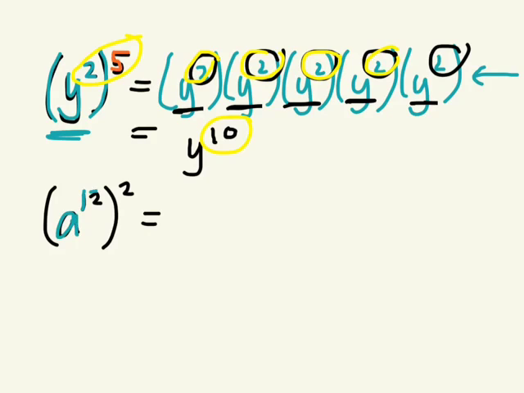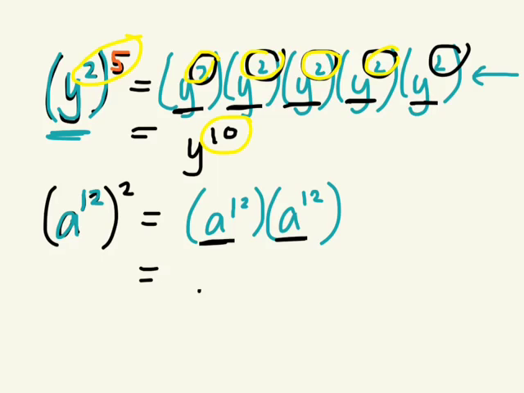A to the power of 12 to the power of 2. How do I write this in expanded form? Yep. A to the power of 12. Good. A to the power of 12 times a to the power of 12. Same base, a, multiplying these two powers together. What do I do with the exponents? What's 12 plus 12? What is 12 times 2?